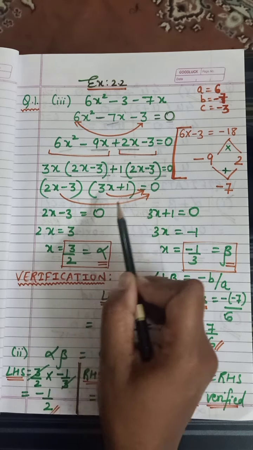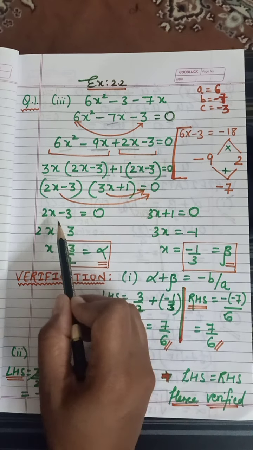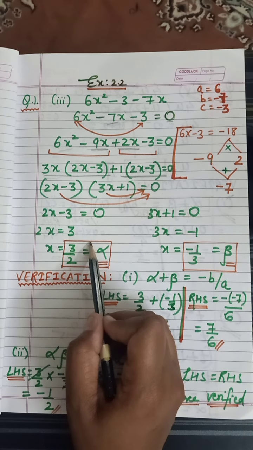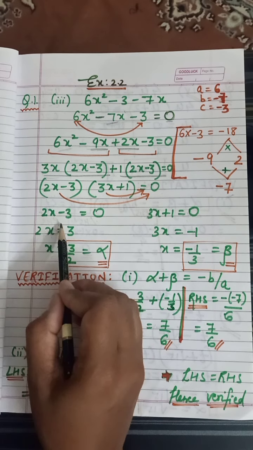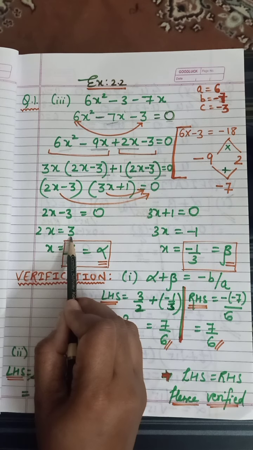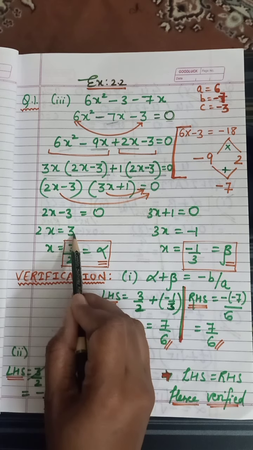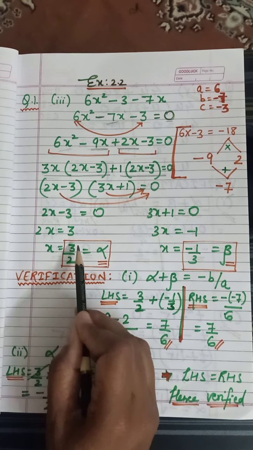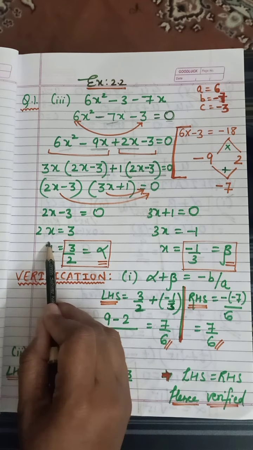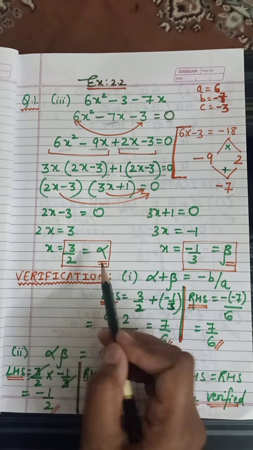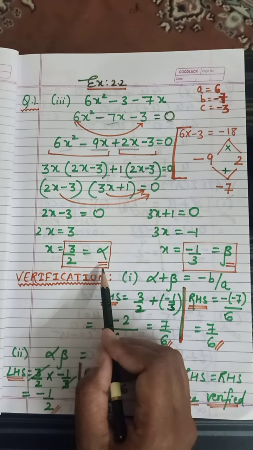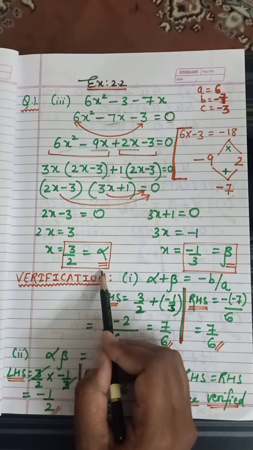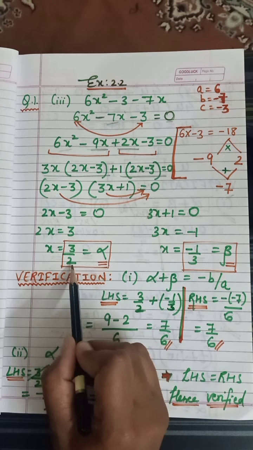2x minus 3 equals to 0, 3x plus 1 equals to 0, and by transposing we will get the value of x. So 2x equals to this, minus 3 will become plus 3, then x equals to 3, and this 2 comes down, 3 by 2. So the value of x is 3 by 2. Now I can denote it by alpha, because I said we will denote the zeros by alpha and beta. So this is my first zero, alpha.